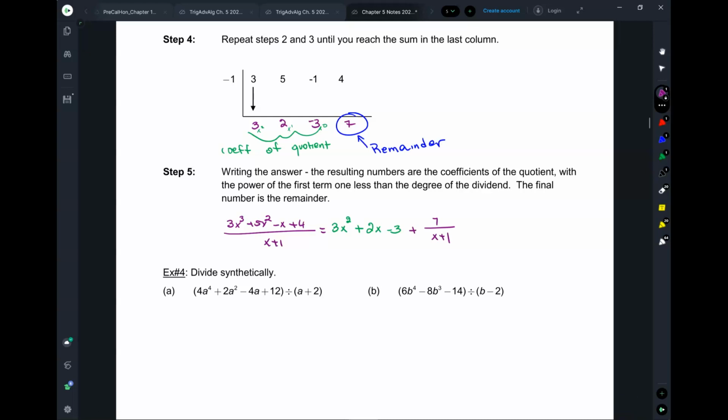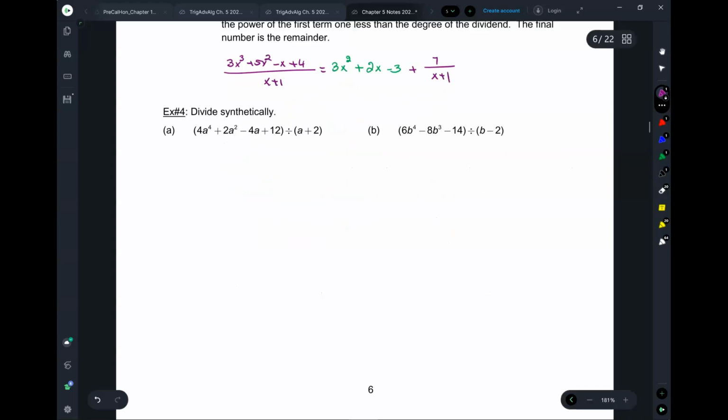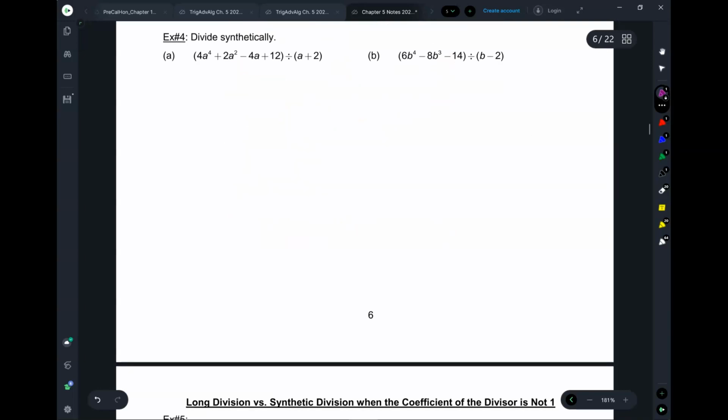How do you get 2x minus 3? Okay, you see these numbers? They're those coefficients. So let's do another one and then it'll sink in. Let's do another one. Okay, take a look at this first one.